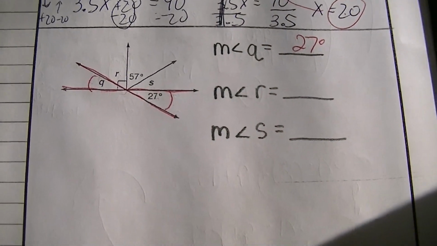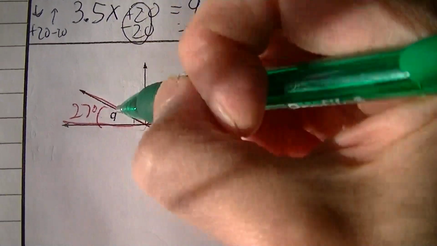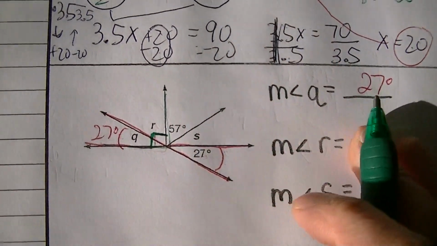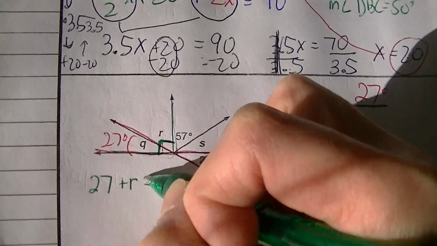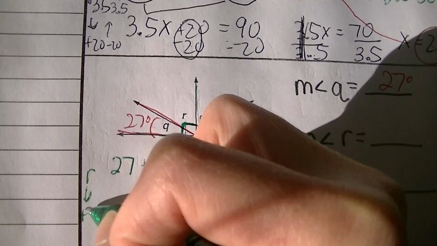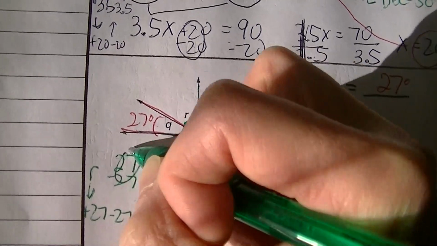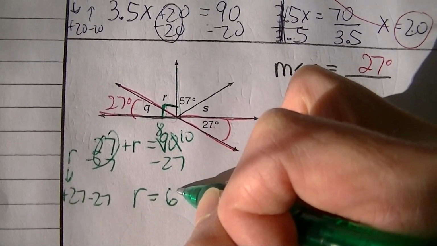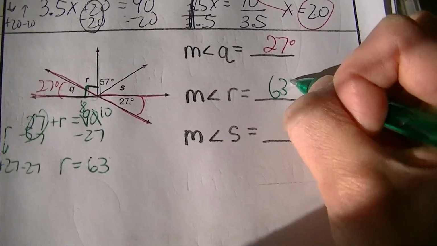Okay, and from there, I can label it right here, because it helps me. And now you'll see that this angle right here is 90, so that means Q and R, they are complementary. So I know that 27 plus R should equal 90 degrees. And so when I build it, I have to start with R and then add 27. So the inverse operation is to subtract 27. Do that to both sides, please. So R is equal to 63 degrees. So R is 63 degrees.